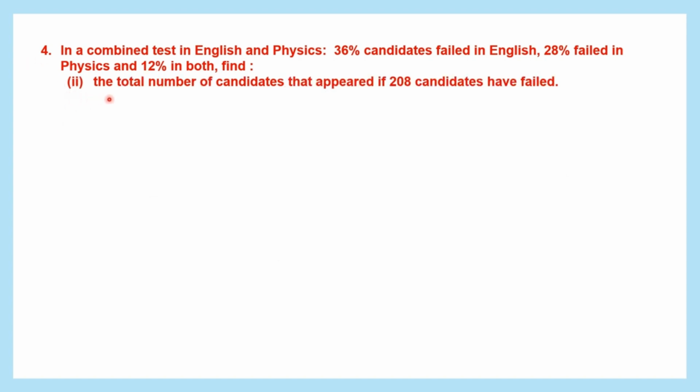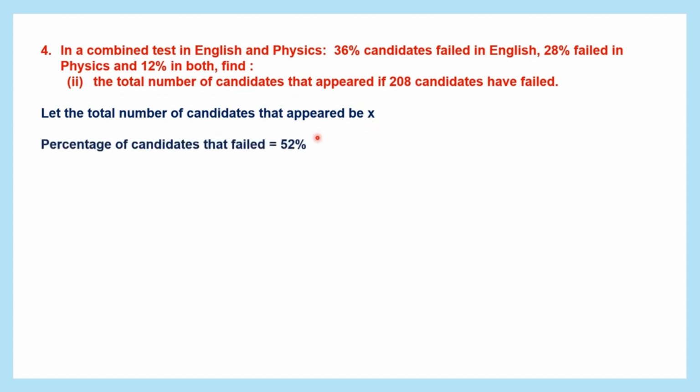Second part of question 4. This time we have to find the total number of candidates that appeared if 208 candidates have failed. So let the total number of candidates that appeared be X. This is what we don't know, so we're going to consider that to be X. And we have found in the previous question the percentage of candidates that failed.